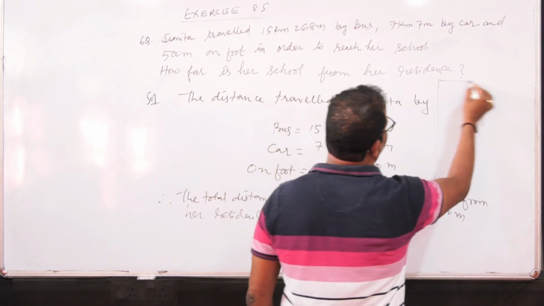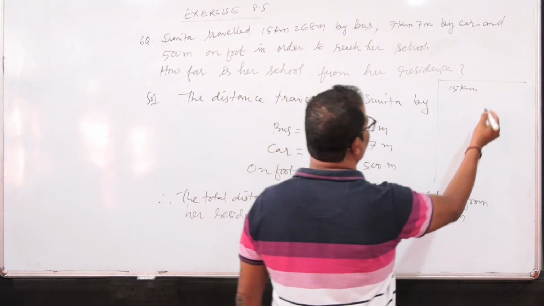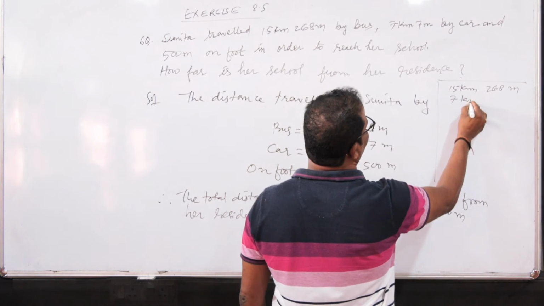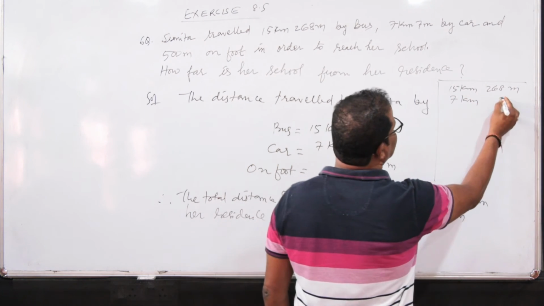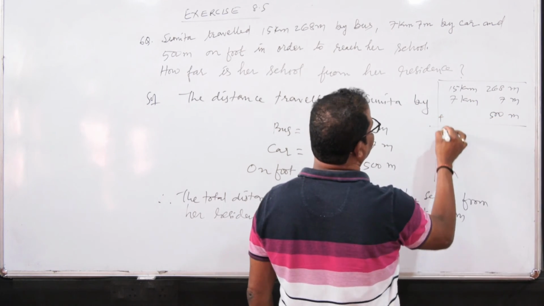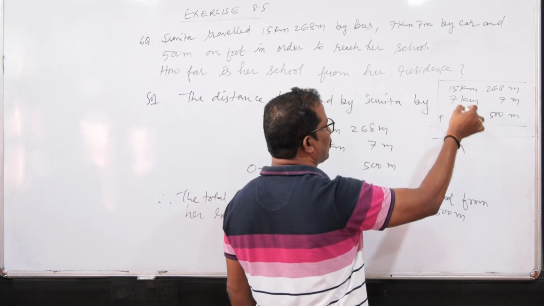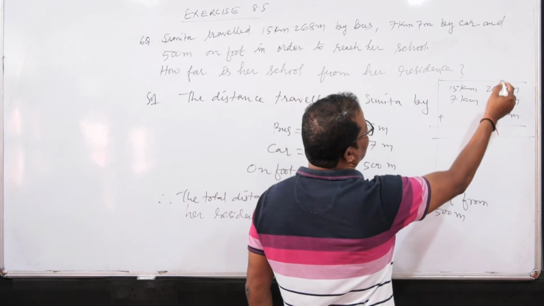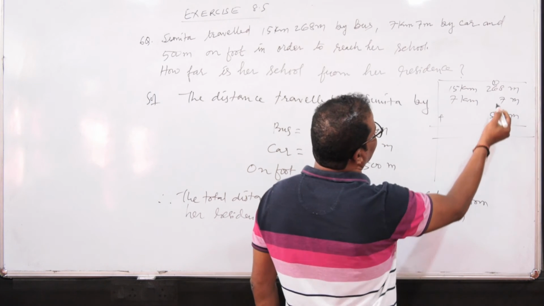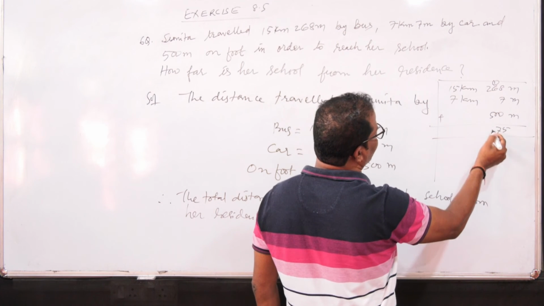We can see here. First we write the first distance, that is 15 kilometer 268 meter, then 7 kilometer and 7 meter, then 500 meter. By writing like this, we can add the meter units together and kilometer units together separately. So here 8 plus 7 is 15, 1 carry, and here 1 plus 6 is 7, and here 0, that means 7 only, and here 2 plus 5 is 7.